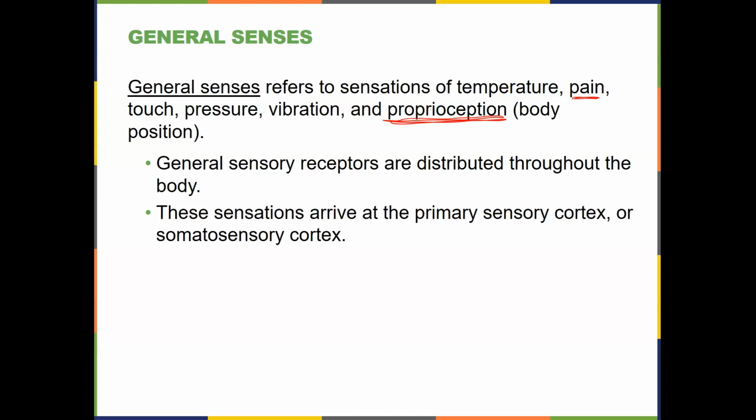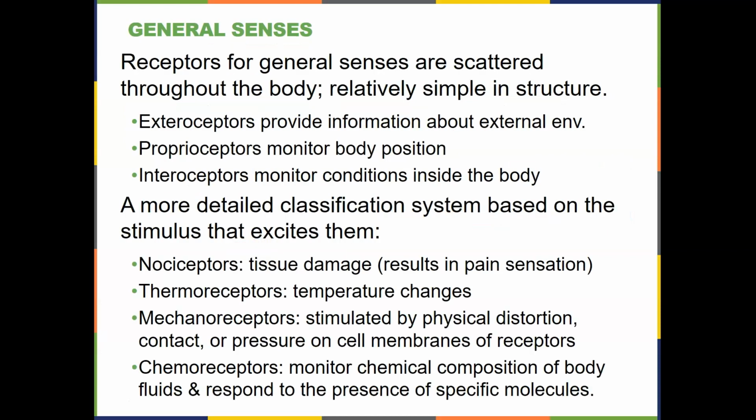These sensations arrive at a place in your brain called primary somatosensory cortex, primary sensory or somatosensory cortex. Somatosensory cortex is behind the motor cortex. I don't have a picture of that right now. You could look it up on the brain lecture that I put out. I think that was chapter 13.